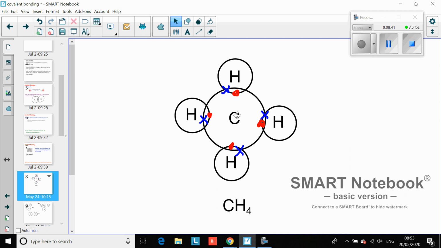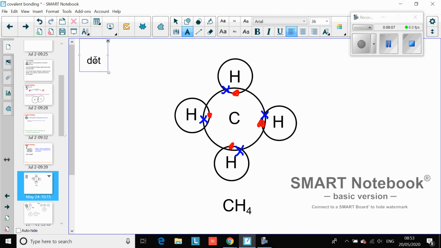The carbon needs 8 in its outer shell to be complete. 1, 2, 3, 4, 5, 6, 7, 8. Remember, there are electron shells before it, but we just haven't bothered drawing those in for the carbon. So that is how we draw an example of a covalent bond. It's what's known as a dot cross diagram. So that's one way we can represent a covalent bond.